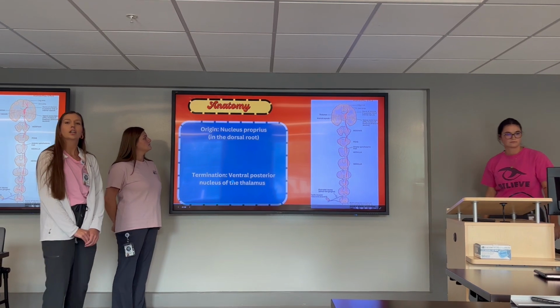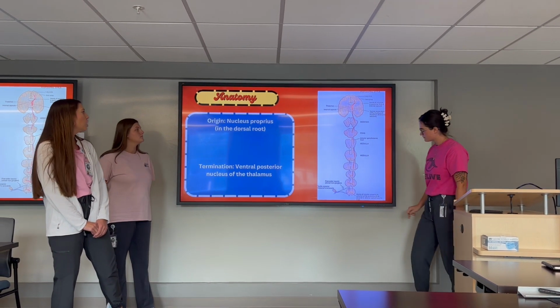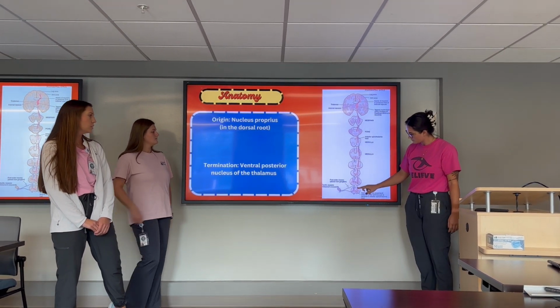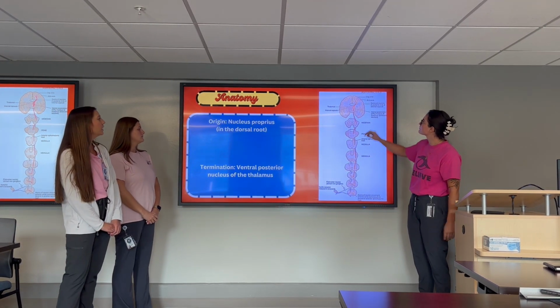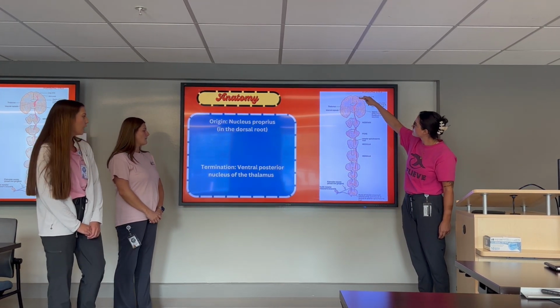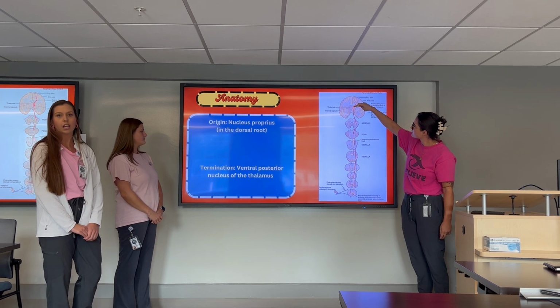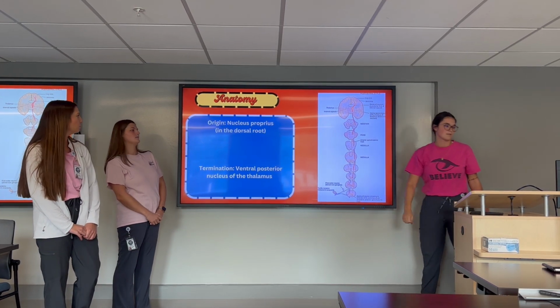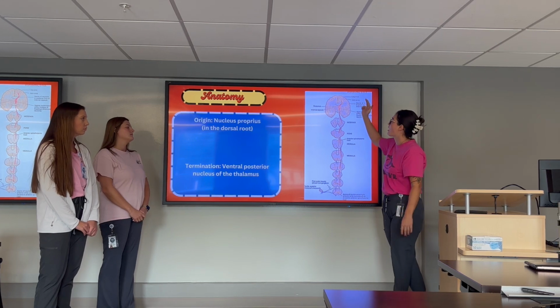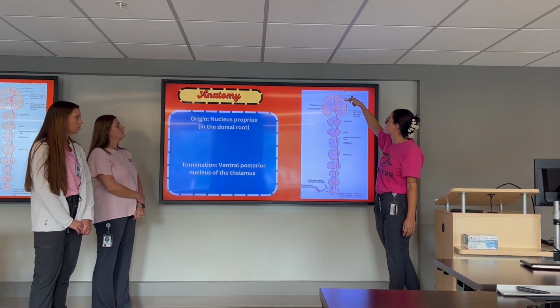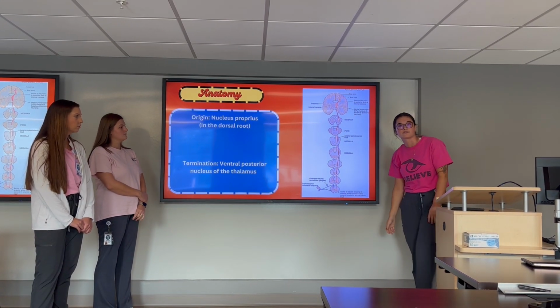And so just to talk a little bit more about that, the origin is going to be the nucleus proprius, where Grace Ann is pointing, and then it's going to terminate at the ventral posterior nucleus of the thalamus. And then depending on where the sensation is coming in from, it is going to correspond with its respective location in the somatosensory cortex.